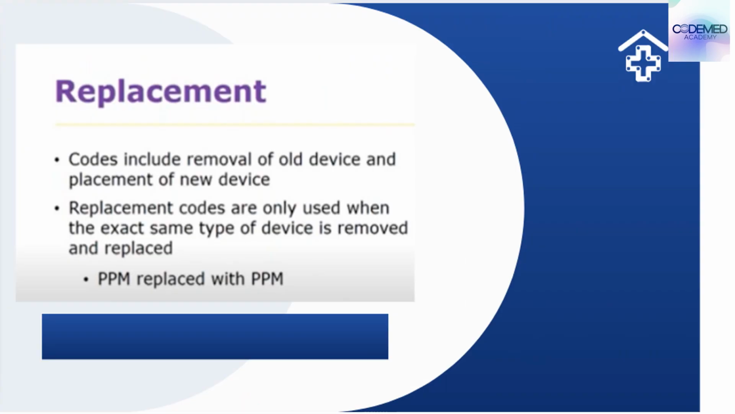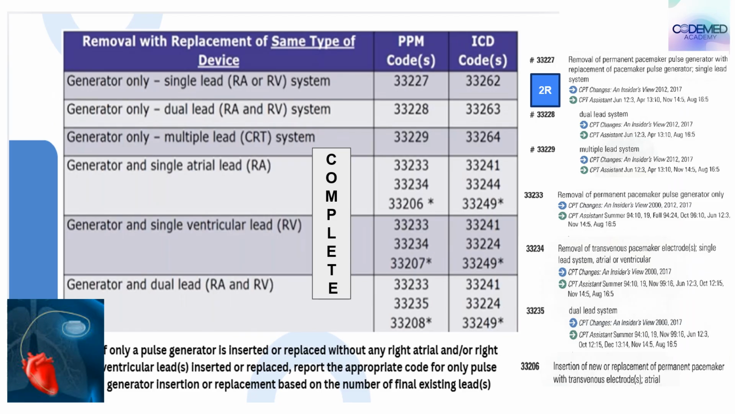Now, what does replacement mean? Replacement means the codes include removal of the old device and placement of the new device. Replacement codes are only used when the exact same type of device is removed and replaced. So that is also very, very important. Now we are looking at replacement. I want your complete attention. This is the table for removal with replacement of the same type of device. The first three codes are only for the removal of the generator followed by its replacement, and the codes are 33227, 228 and 229.